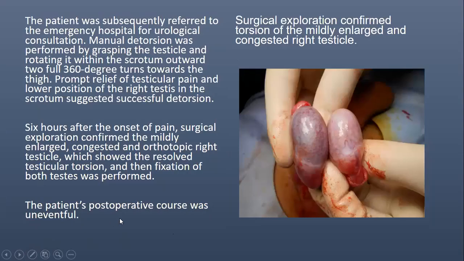Yes, actually, so this patient underwent surgery, and you can see that the 2 testes are there. So these are some of the effects that we don't want the patient to reach, because they did manual detorsion, again it went back, so until they did surgery. So this patient, that is how the testis looked after surgical exploration. So there is a mildly enlarged and congested right testicle.